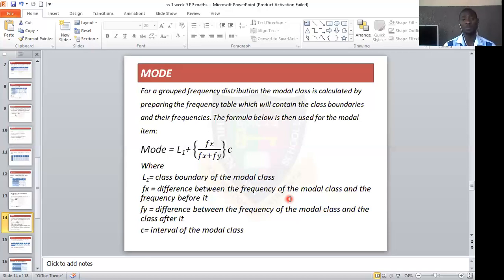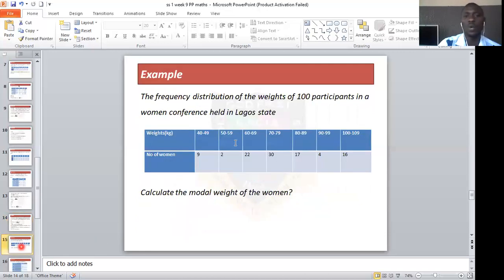So this is very, very simple. It's just for you to know the formula and apply it. L1 plus Fx, where Fx is the difference between the frequency of the modal class minus the class before it, and Fy is the frequency of the modal class minus the class after it. So you'll be able to get all these parameters very well from any question given, where C is the interval of the class. So let's look at the question example.